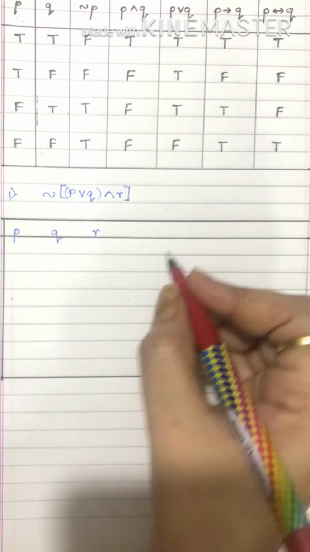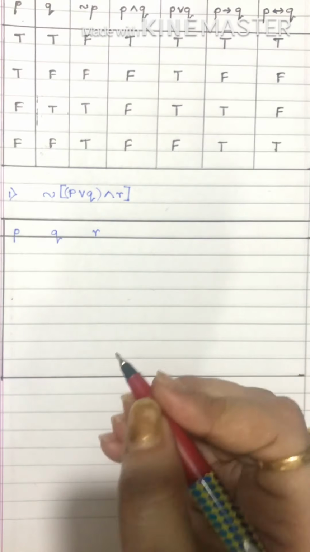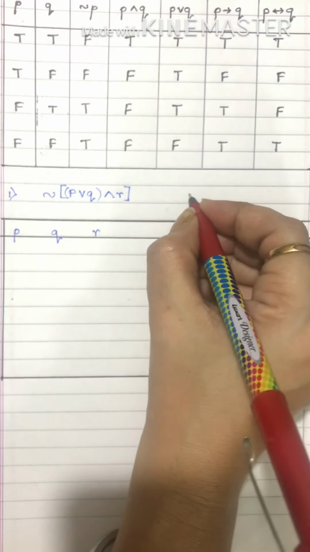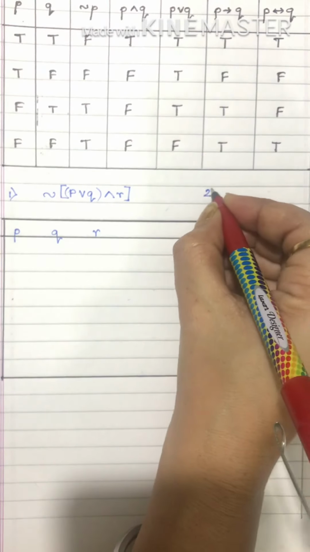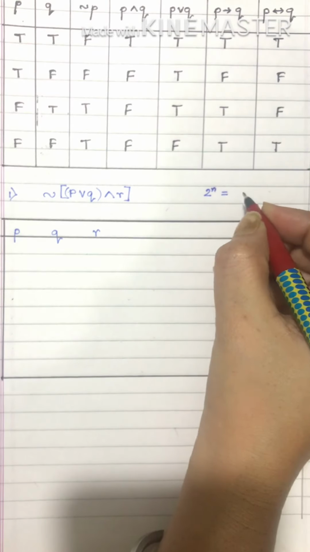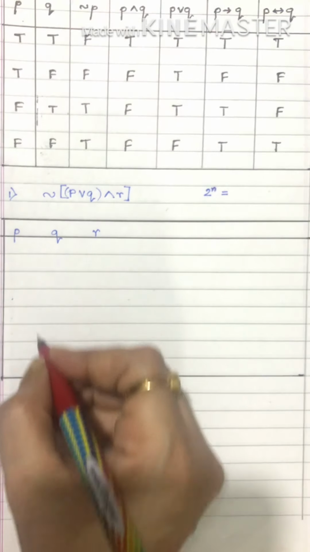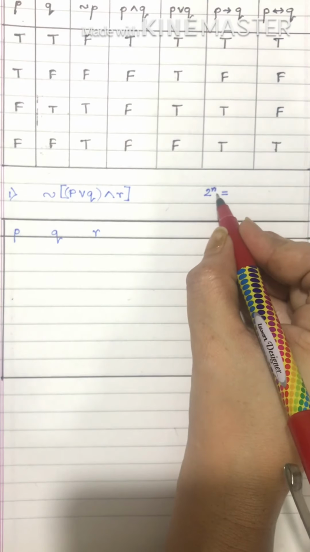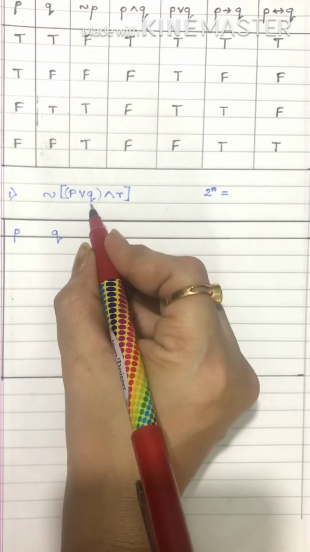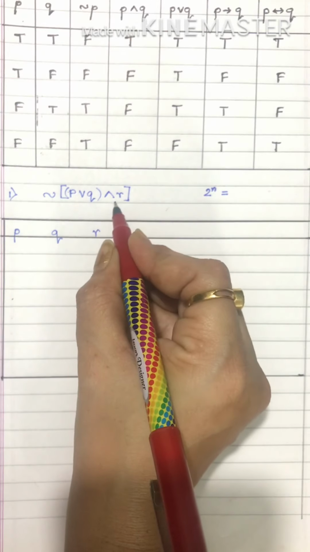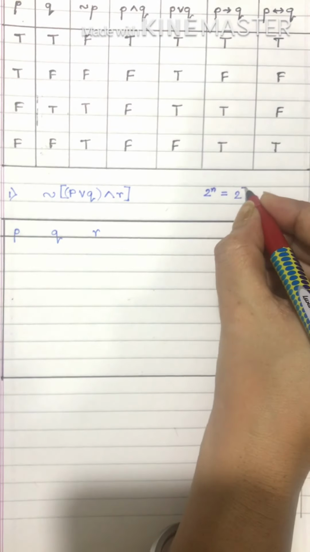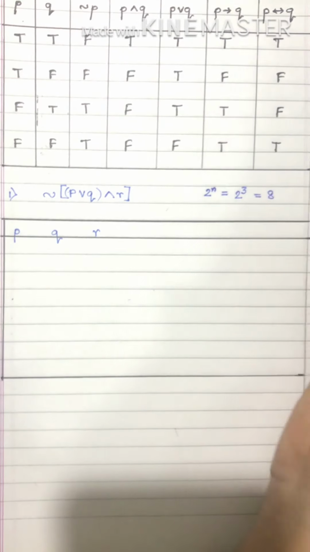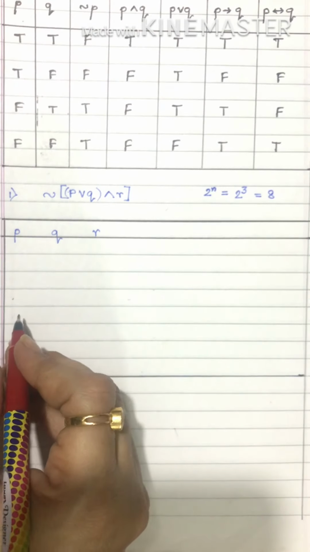Now see, previously I explained how you will find out how many rows there should be. This is just a confirmation step. Let's say 2 raised to n. This is the formula to find the total number of rows required to solve a particular sum, where n is the number of statements. Now in this question there are 3 statements, so we get 2 raised to 3, that is 8 rows. Divide this into half, 4 true and 4 false values.